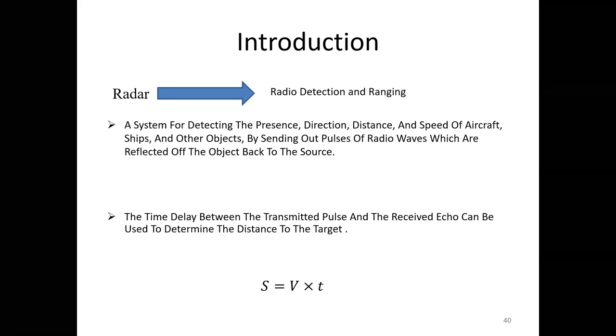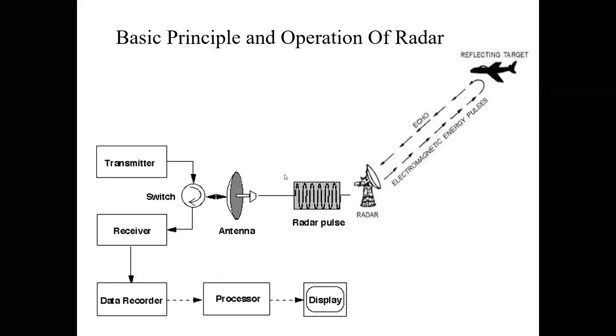See the time delay, how radar works. The time delay between the transmitted pulse and the received echo can be used to determine the distance to the target. S is equal to V into T. This is the basic principle and operation of the radar.